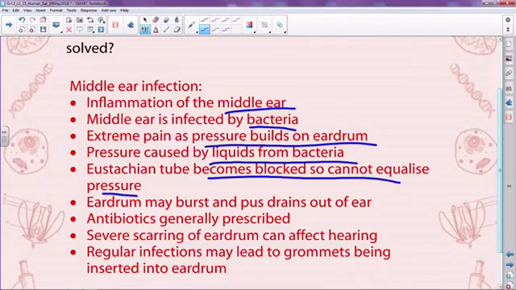The eardrum may burst, and pus drains out of the ears. How horrible is that? Antibiotics are generally prescribed because we can kill the bacteria, and the hearing decreases, and the infection may lead to grommets later on. So that is your middle ear infection. It's a horrible thing, and a lot of people have it. You'll notice when you get sick, you do get it.